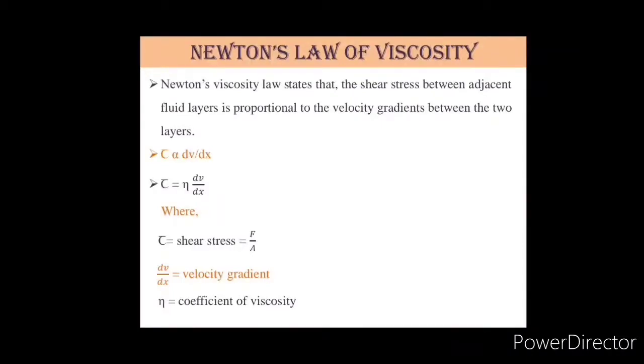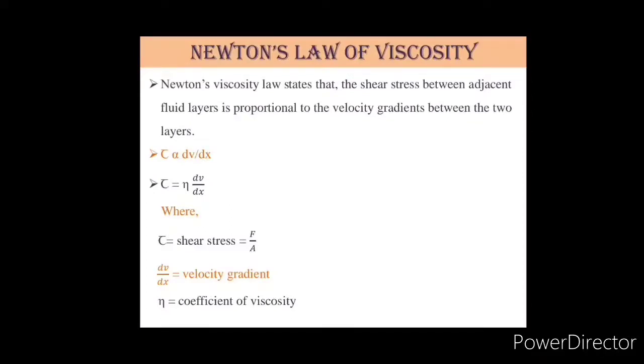Now, Newton's law of viscosity. It states that the shear stress between adjacent fluid layers is proportional to the velocity gradient between the two layers. We know that shear stress is denoted by tau, so it is directly proportional to the velocity gradient. As we have seen in the last PPT, the velocity gradient is denoted by dv by dx.